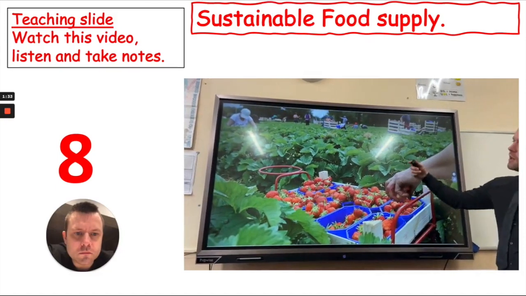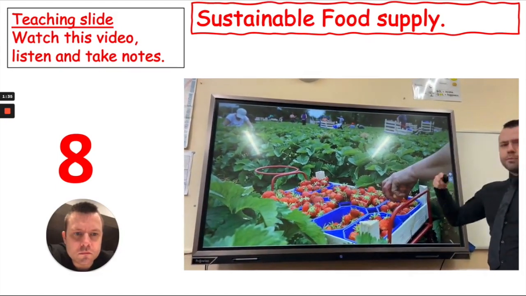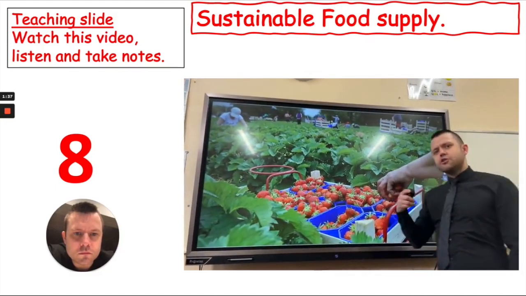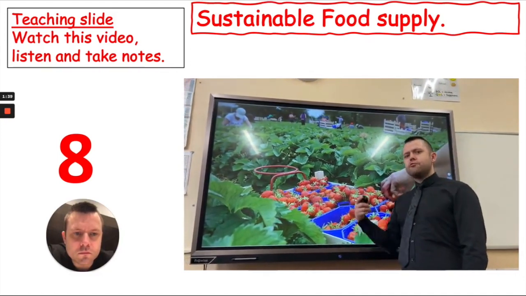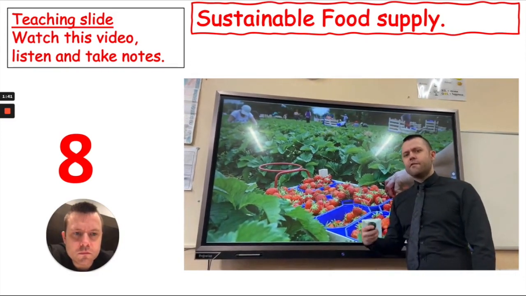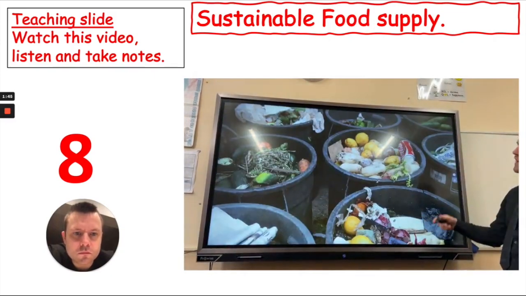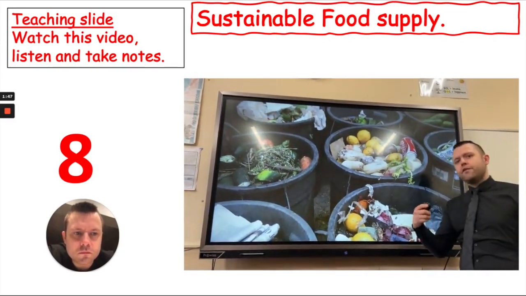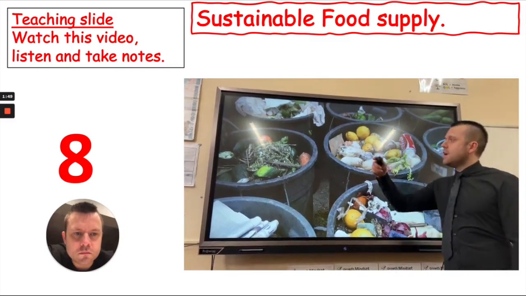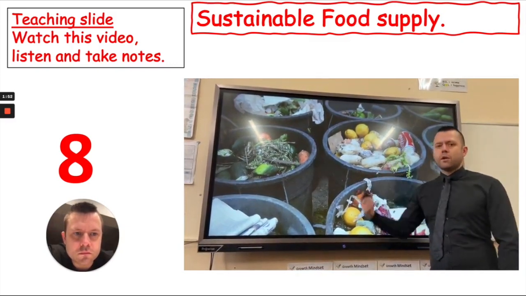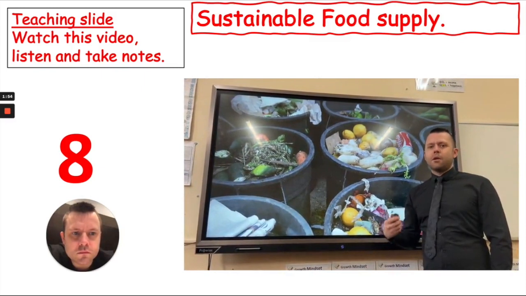The next image shows seasonal produce. Eating locally sourced seasonal produce reduces the need to import food from other countries, thus reducing our carbon footprint and food miles. And finally, food waste. 1/3 of all food produced is wasted. Ensuring we do not waste food will ensure we have a more sustainable supply of food.